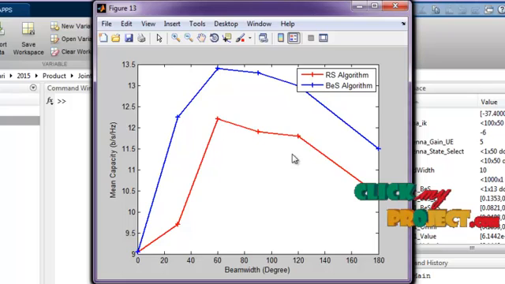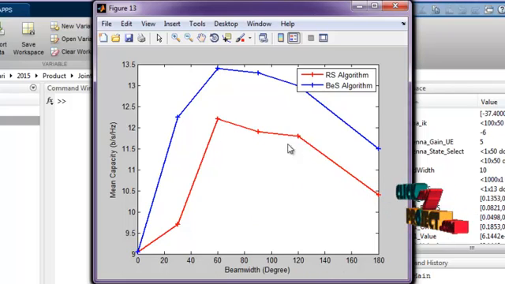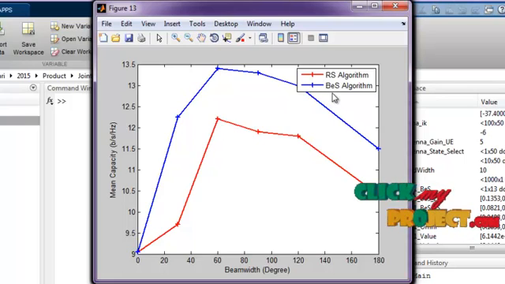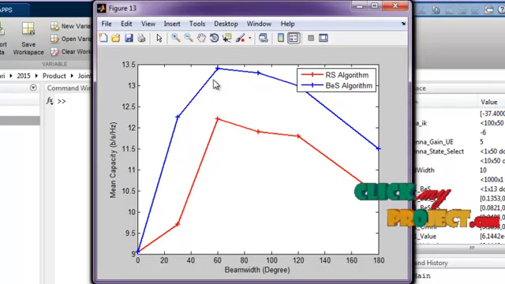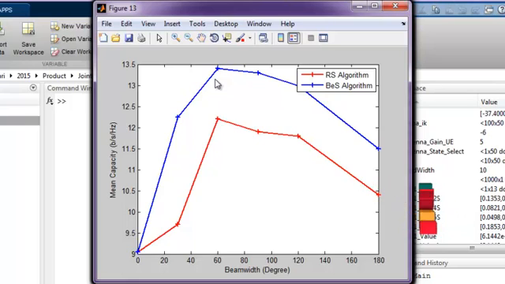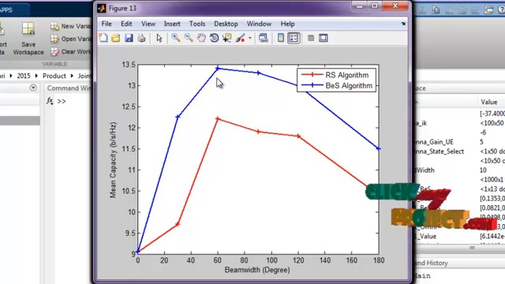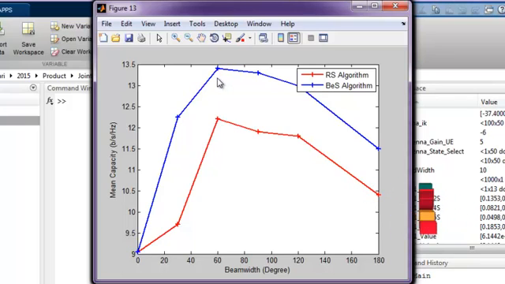And this is the mean capacity by varying the beam width between the RS and BS algorithms. Here the maximum capacity is obtained at the 60° beam width level. And so far we have estimated the capacity level by various methods. Here we perform both the joint subcarrier allocation and antenna state allocation process.